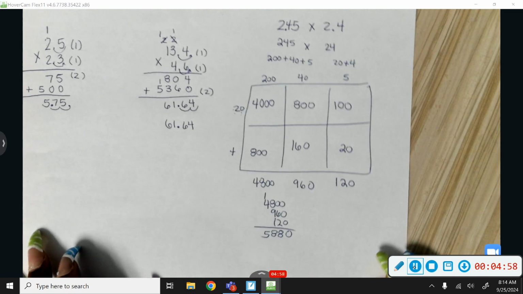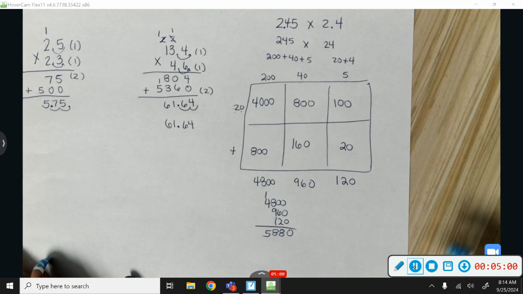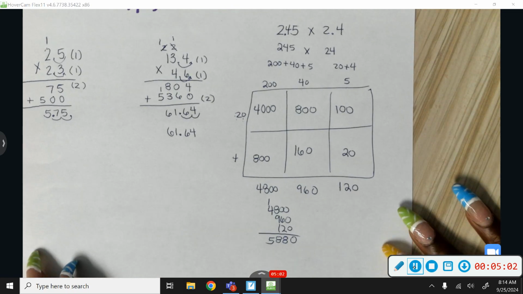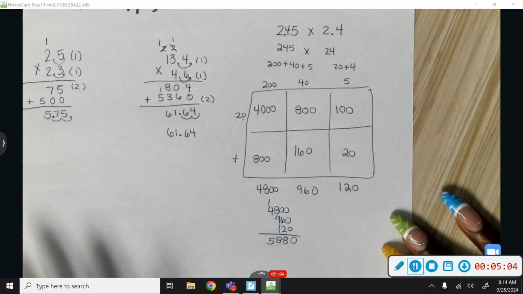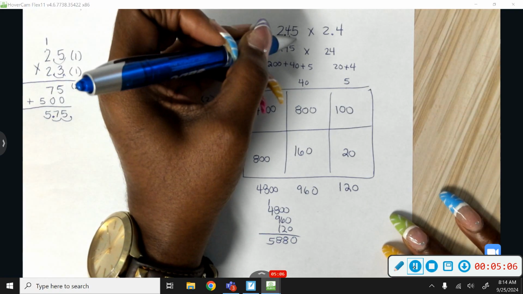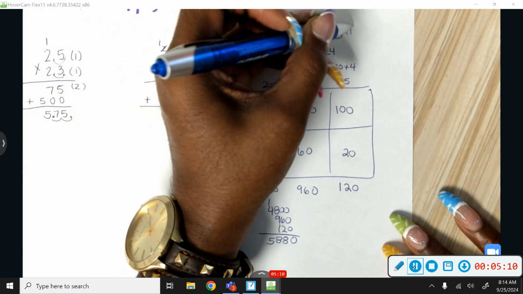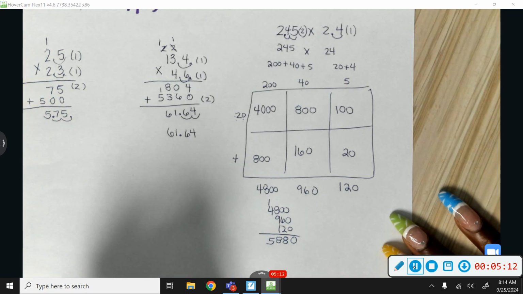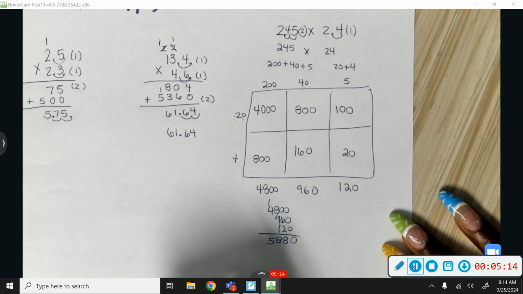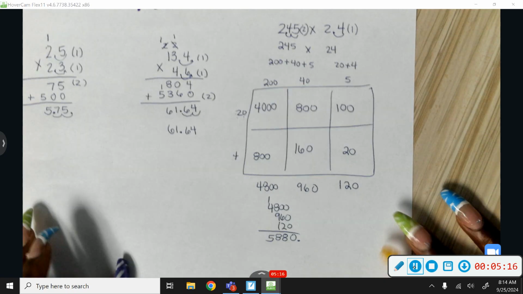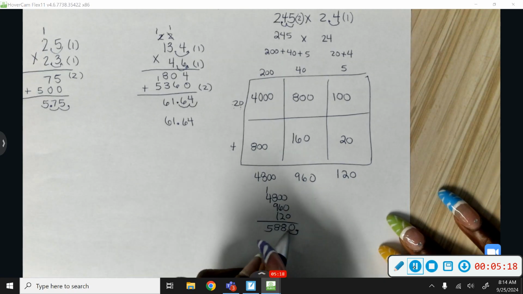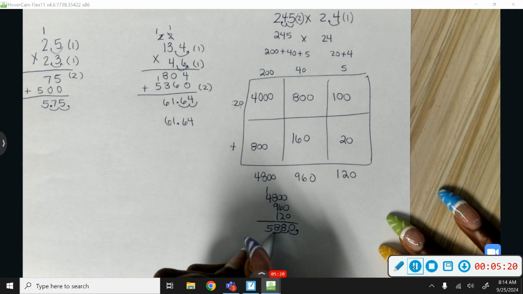Okay, now before we are completely done with the problem, I'm going to go back up to my original problem and see how many times I need to move my decimal. 1, 2, 1. So 2 plus 1, that gives me 3 times I need to move my decimal. Come back here, move my decimal 1, 2, 3 times.